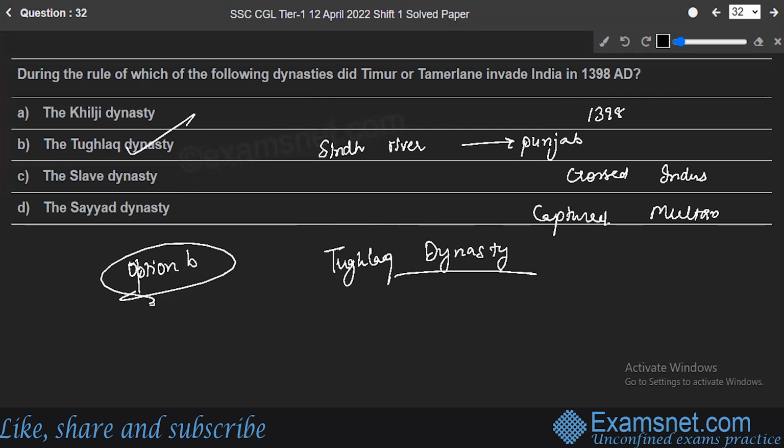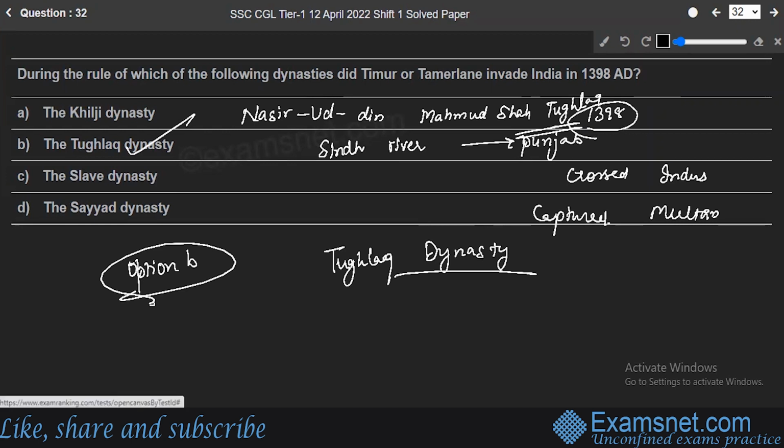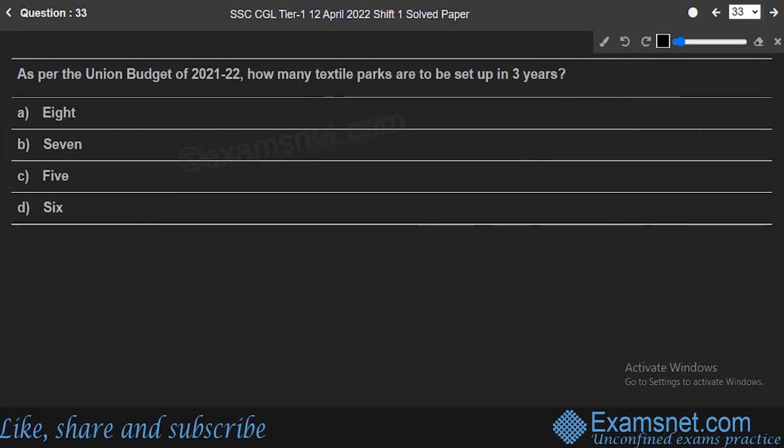See, I'm repeating this. Attacking the Delhi Sultanate ruled by Sultan Nasir-ud-Din Muhammad Shah Tughlaq, right? So it was called the Tughlaq dynasty. So this is the answer to the question. Hope you understood it. Let's move to the next question, number 33.